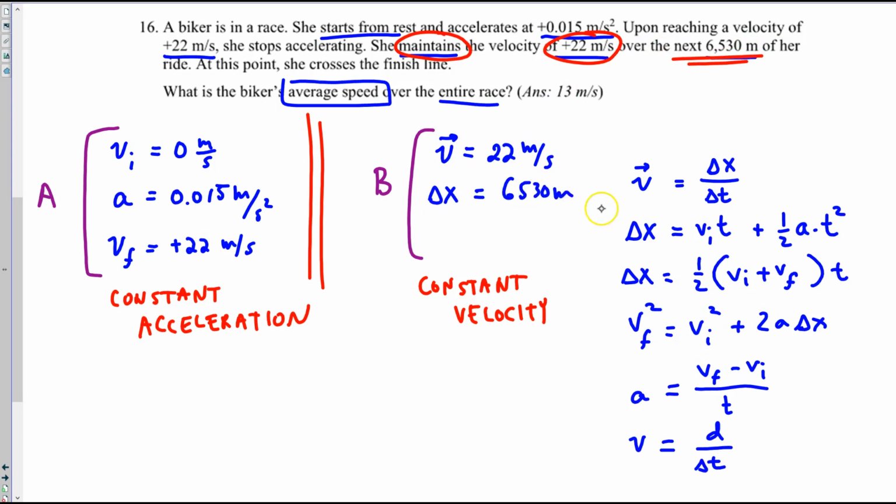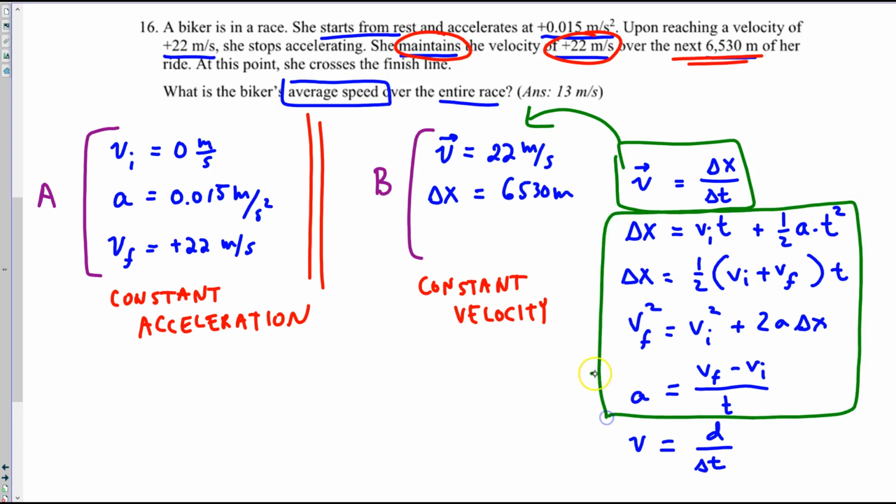So I cannot use the same equations. I've written some equations down. This one is for constant velocity. I would use it for segment B. And these four are for constant acceleration. So I cannot use the same equations in the two segments. I have to use different equations. Okay?